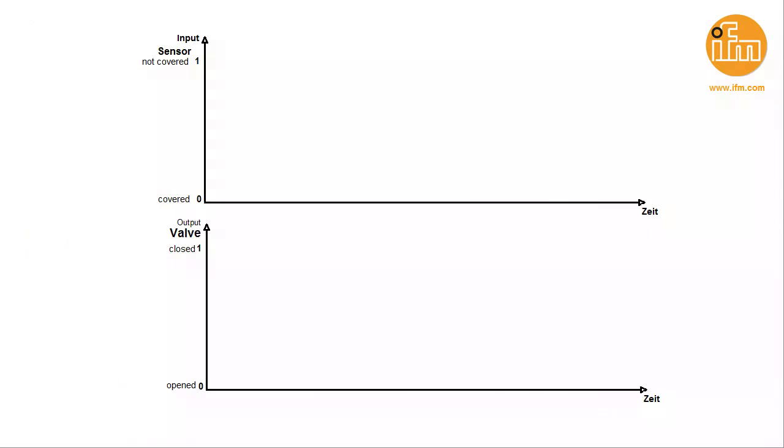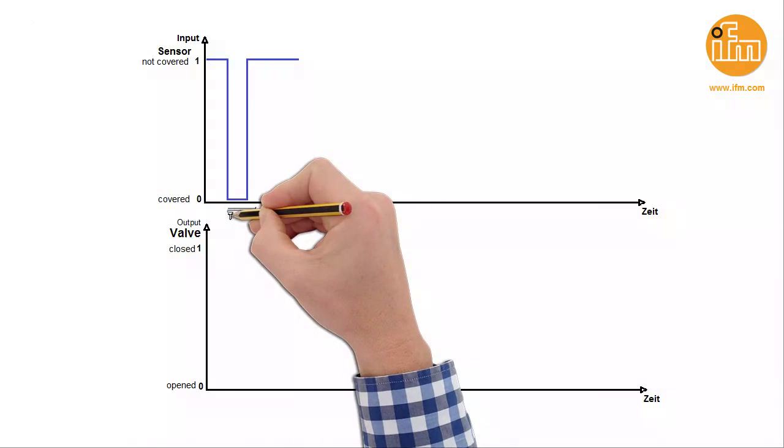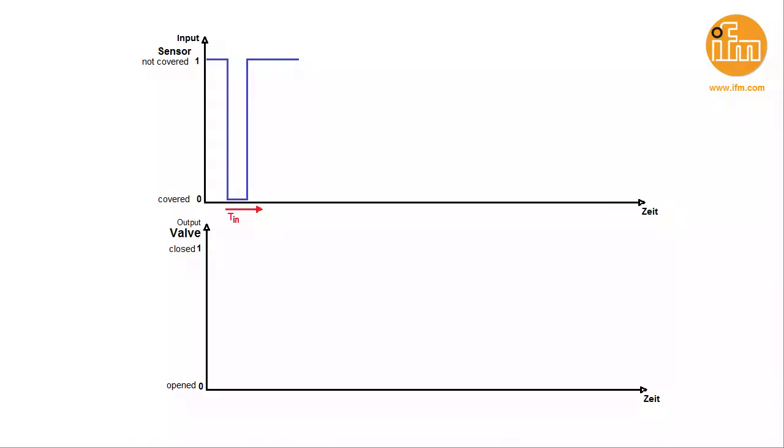Here is an example of a switching function. The first fluctuation around the set point of the sensor is shorter than the power on delay time. The valve position remains unchanged. Now, the sensor is covered for longer than the power on delay time. This leads to an output change and the valve is closed.